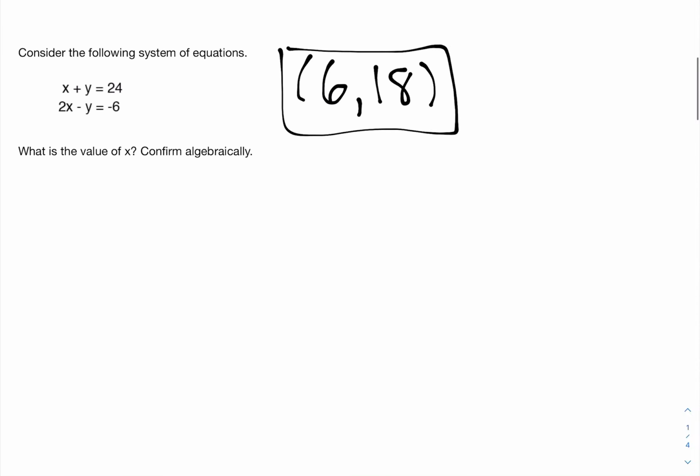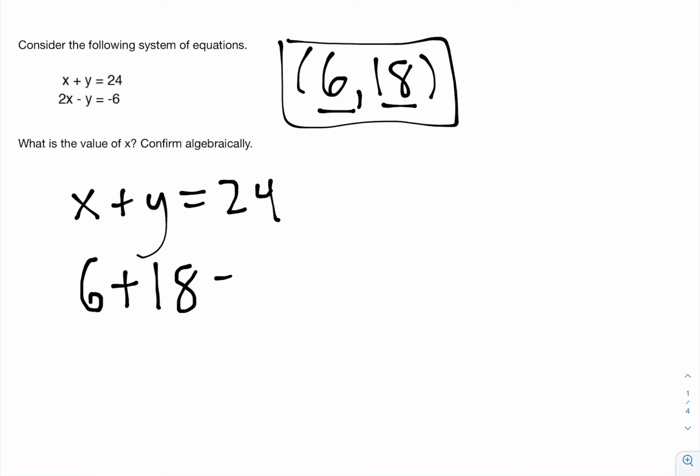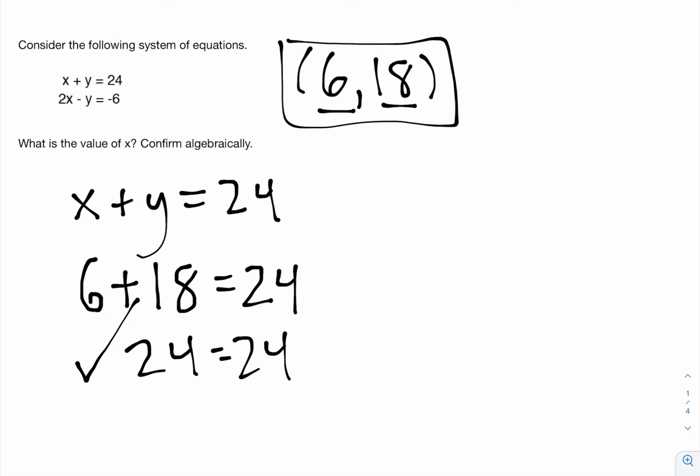If we wanted to confirm this algebraically, we would take our x and y components and make sure that they work. We'd plug both of these in and make sure that they're valid for both equations. So we have to do it for all the equations in the system. Okay, so x plus y equals 24. Let's plug in 6 for x plus 18 for y equals 24. We know 6 plus 18 is 24, so 24 equals 24. This equation is good. It seems as though our solution's working so far, but in math, we always have to check that we're right every step of the way.